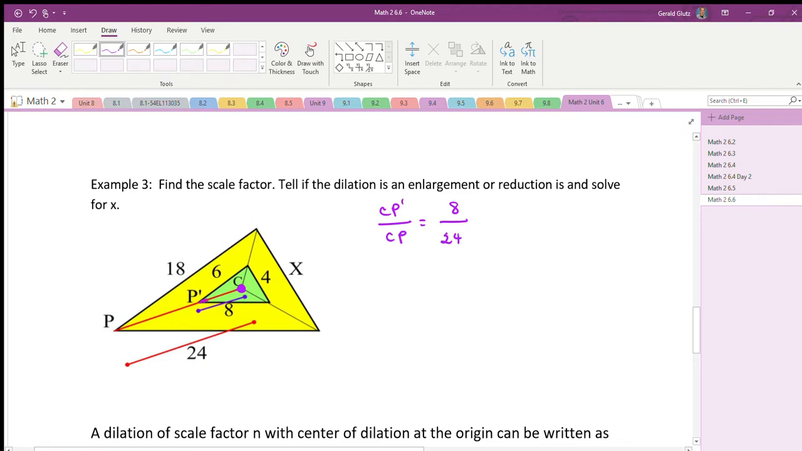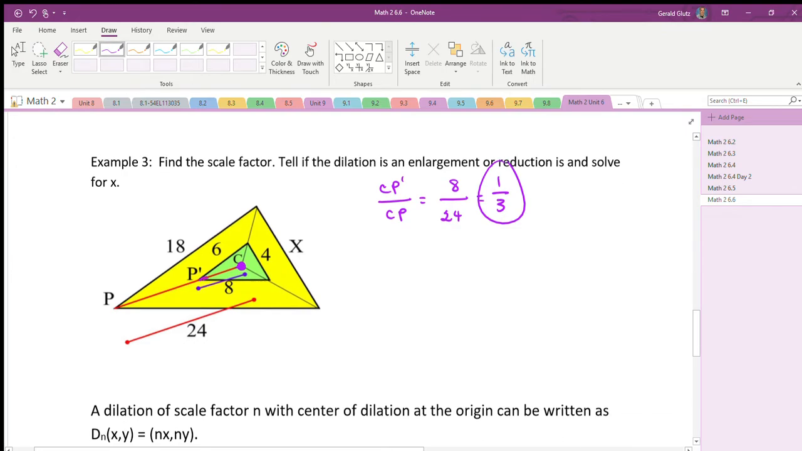So 8 goes into both of these numbers. 8 goes into 8 once. 8 goes into 24 3 times. So our scale factor is 1/3. So our scale factor is less than 1, so it's going to be a reduction. Or you could just write out reduction. Also, you could say that the original, so the P with no prime, is bigger than the green shape here with the P prime. Then we have to solve for x.